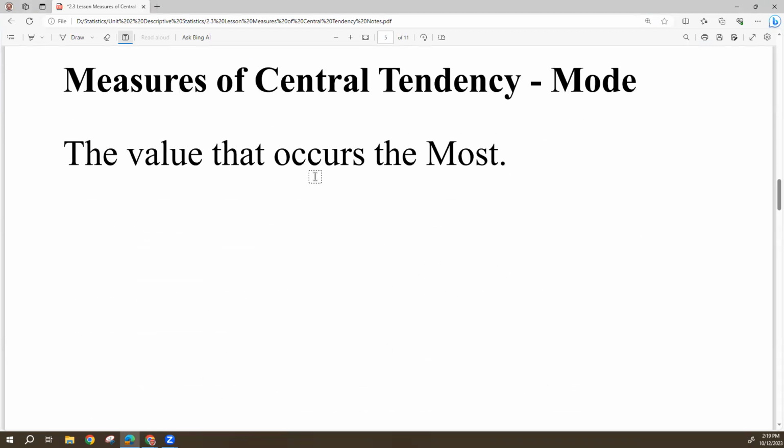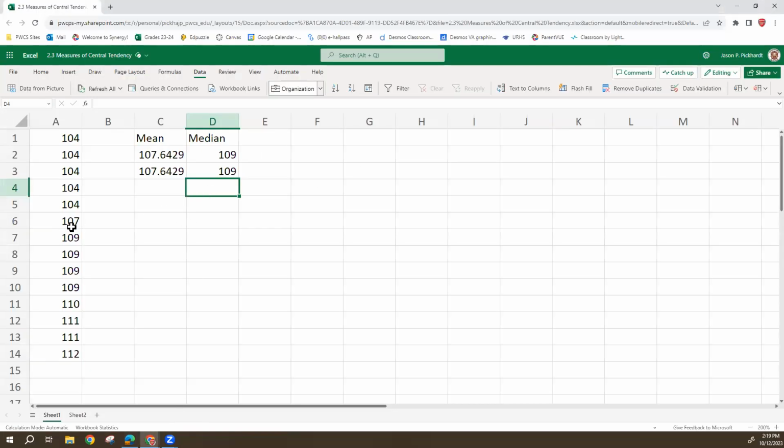Again, another one I think you probably have some familiarity with is the mode. Mode sort of sounds like most. The mode is the value that occurs the most in a data set. It might be important to us to know, hey, which individual value occurred most frequently? That is the mode.